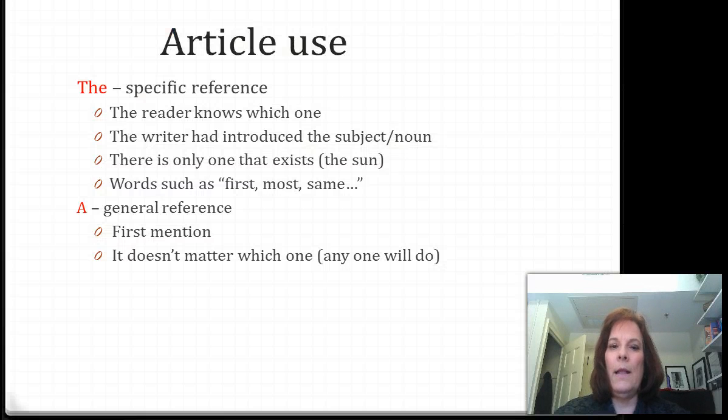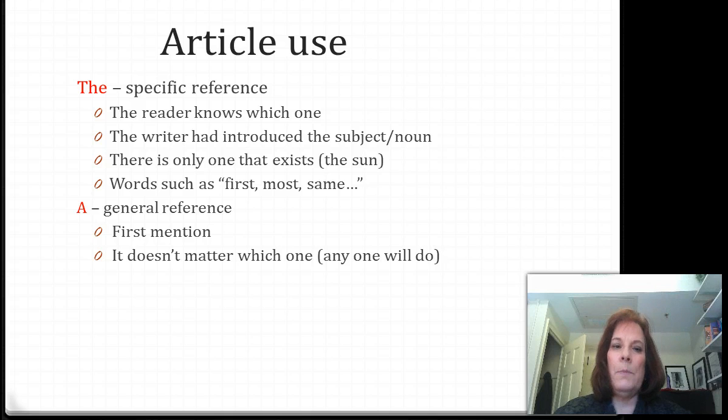But before we begin, let's look at a couple more article use issues. We've talked a lot about how to use articles, where to use articles. If you've forgotten the three key rules that I've talked about, please review some of the previous slides. But now let's talk about the difference between the and a. This is not an easy lesson, and I'm sure many of you have learned that the is a specific reference and a is a general reference. I wish it were that easy, but let's at least look through some of the complicated issues here.